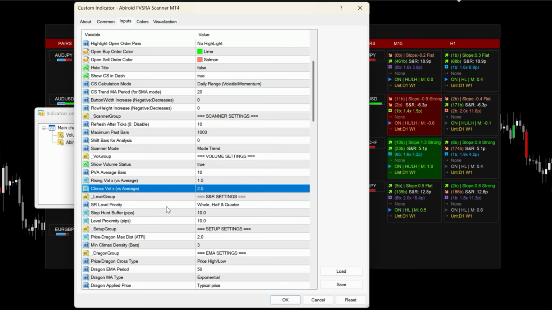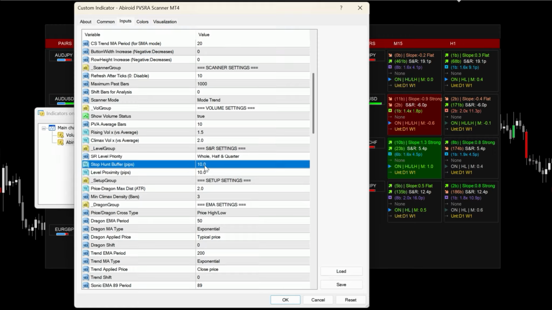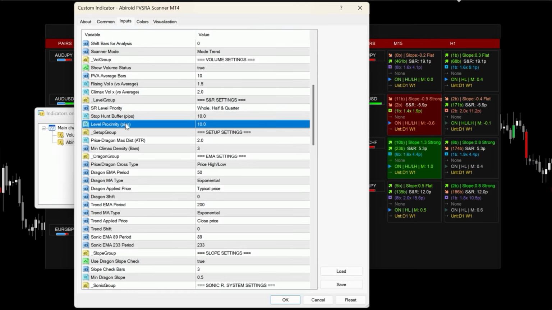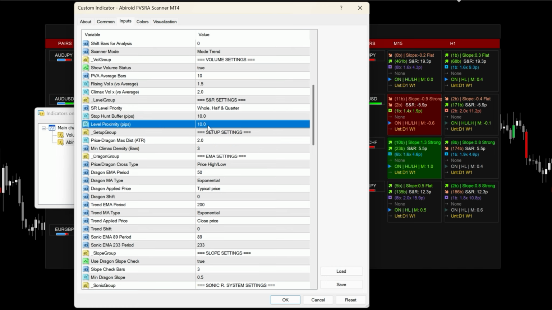Now for SR level, you can select if you want to check all three, or if you only want whole and half levels, or if you only want whole. So that will help you find this stop hunt. Now stop hunt, that will happen when price goes these many pips, when it tries to cross that level, but it doesn't and it holds near that level. In that case, you will get this stop hunt. And level proximity for all the other signals, to show you when we get a ready signal for a scout buy or scout sell, it will check for proximity from the nearest support or resistance level.